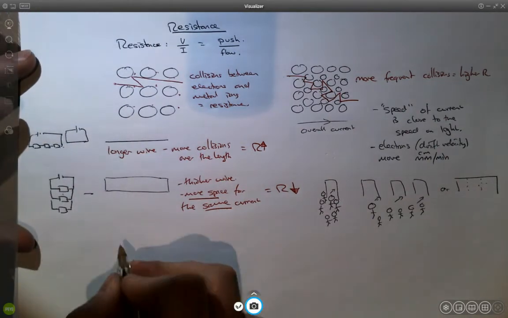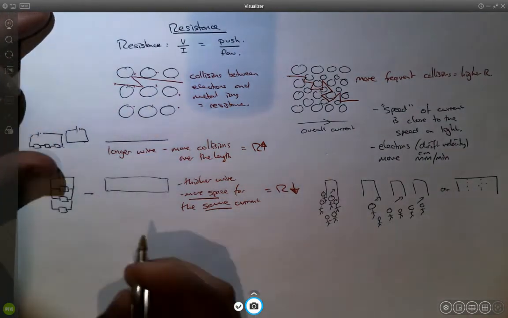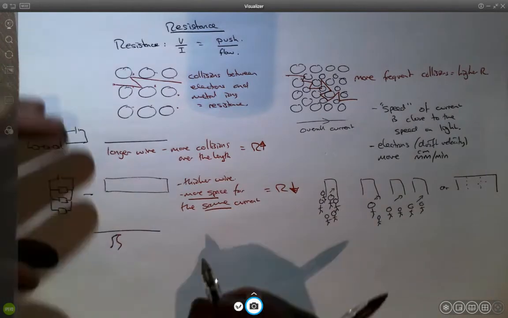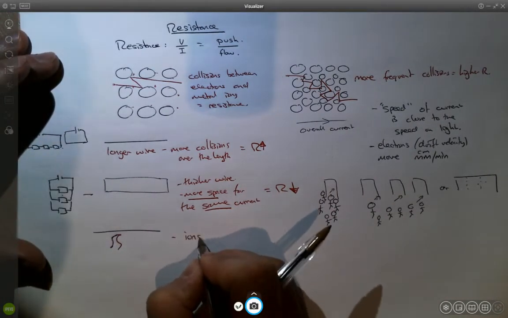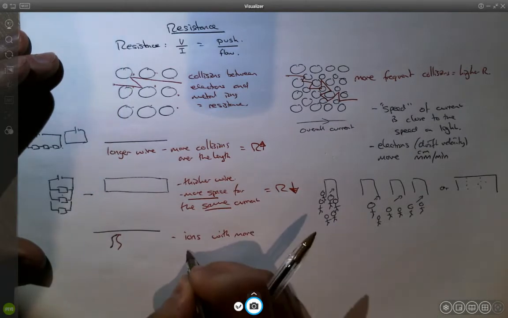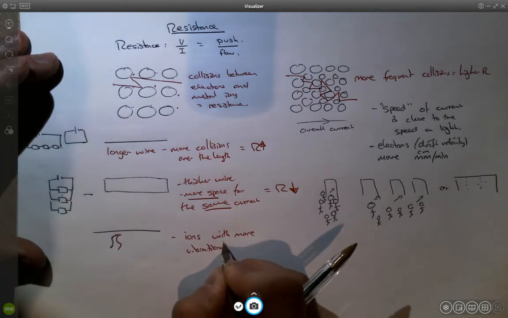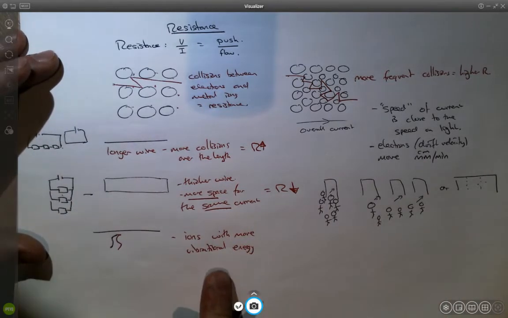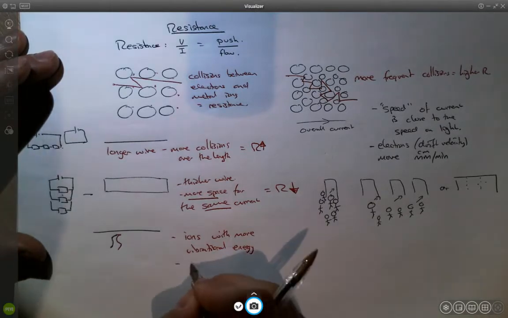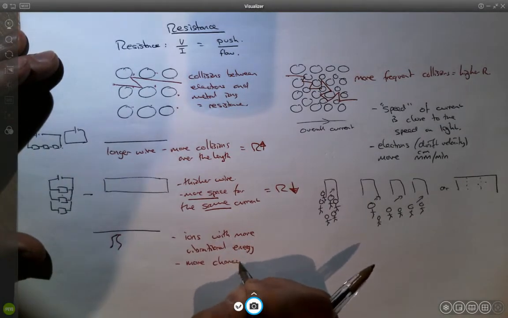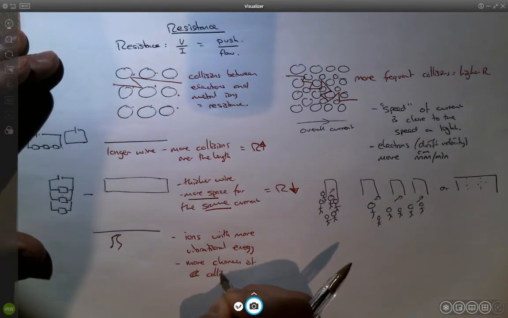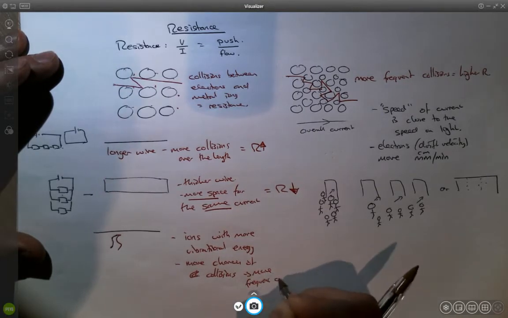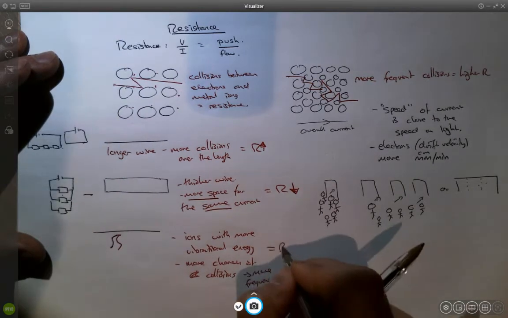And then the last thing we can talk about is what happens if we heat up our wire. Well, we're going to have ions with more vibrational energy, or you can just say they vibrate more frequently. And again, we're linking this back to our molecules and matter topic. So there's going to be more chances of collisions, more frequent collisions, and so the resistance goes up.